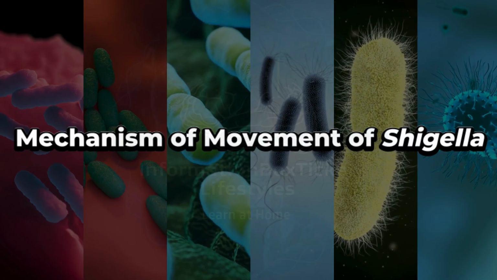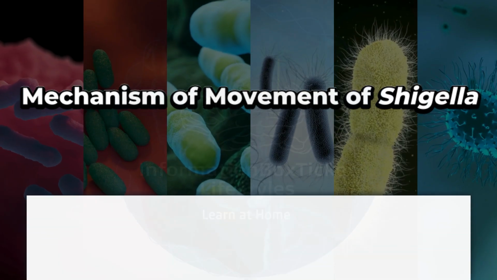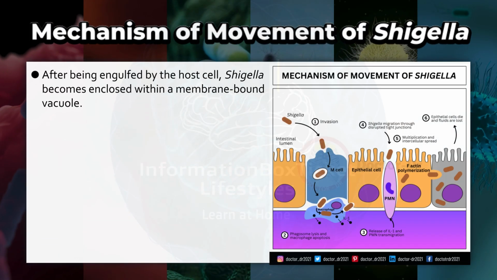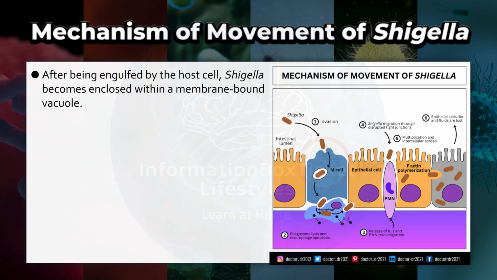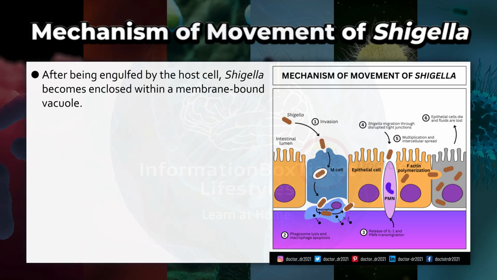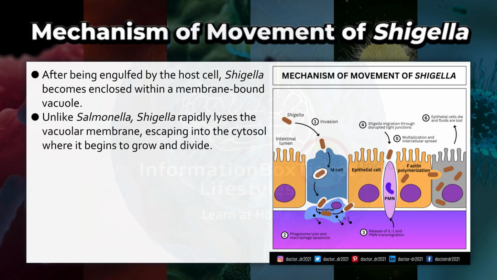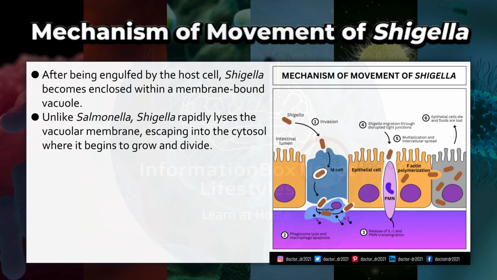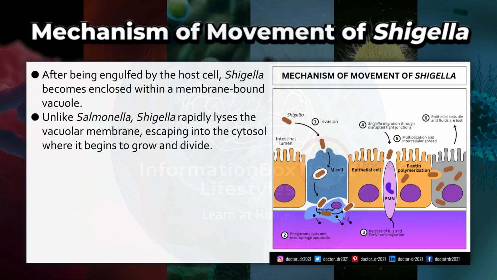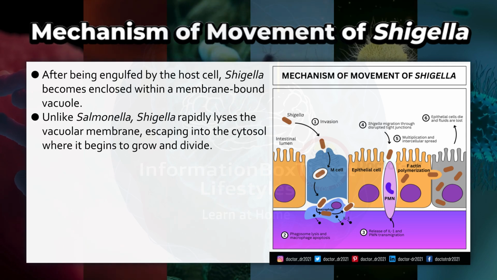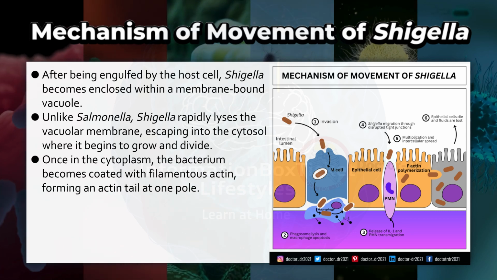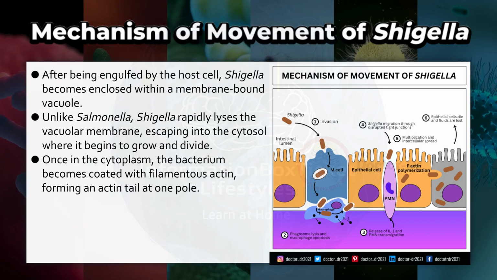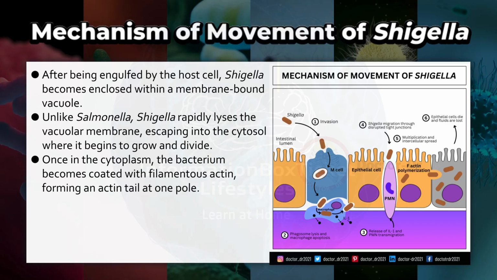Mechanism of movement of Shigella. After being engulfed by the host cell, Shigella becomes enclosed within a membrane-bound vacuole. Unlike Salmonella, Shigella rapidly lyses the vacuolar membrane, escaping into the cytosol where it begins to grow and divide. Once in the cytoplasm, the bacterium becomes coated with filamentous actin, forming an actin tail at one pole.